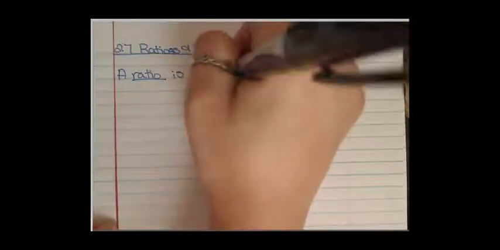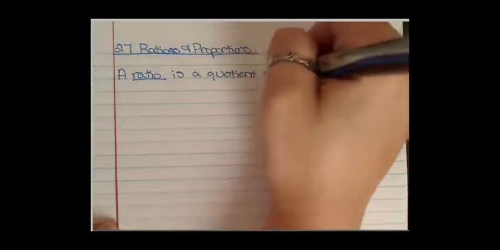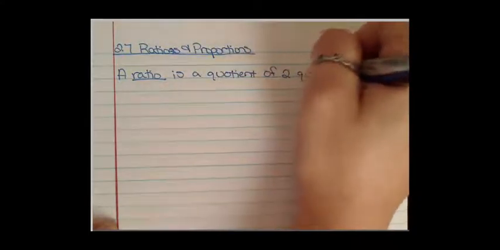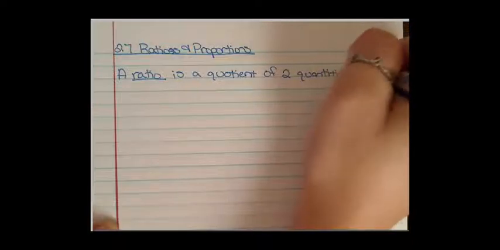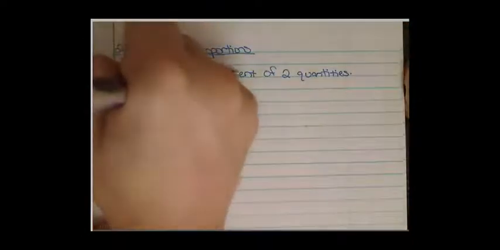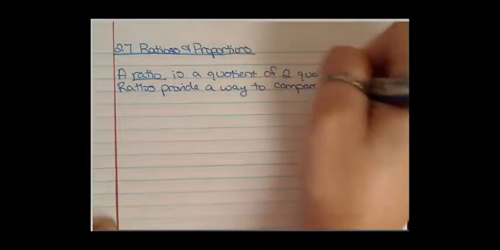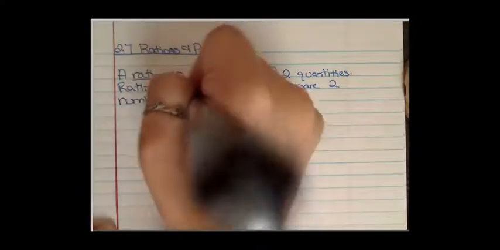First thing we need to do is define what a ratio is. A ratio is a quotient of two quantities. Ratios provide a way to compare two numbers or quantities.